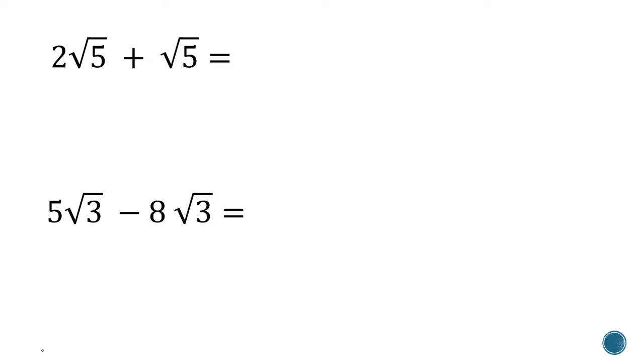So 2 square root of 5 plus square root of 5, they have the same indices. The index is 2. It's here, it's square root. So both of them are square root, and the radicands are 5. So we can perform the operation here. It's 2 plus the numerical coefficient of square root of 5, which is just 1. There's a 1 there. So that means this is equal to 3 square root of 5.